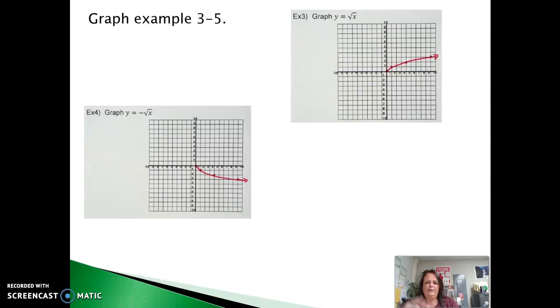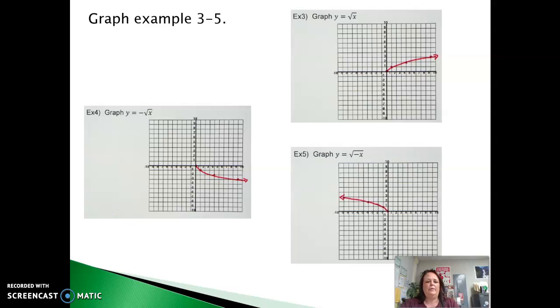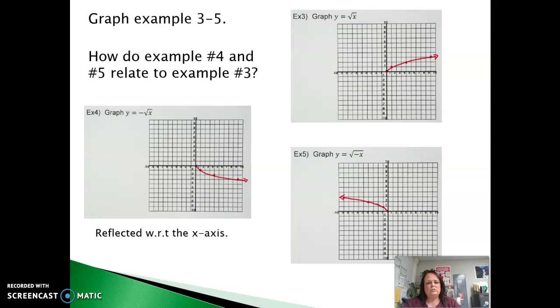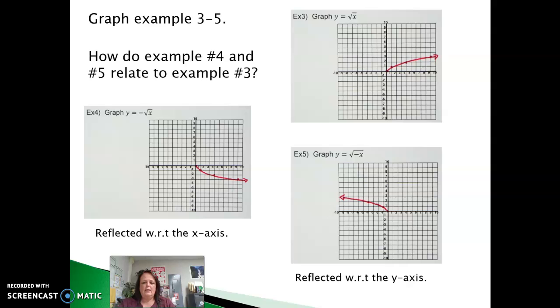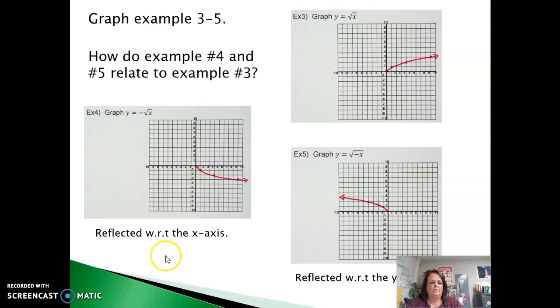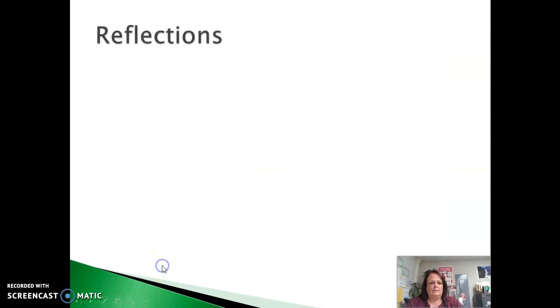We graphed the parent graph of y is equal to the square root of x. And then the negative in front was a vertical change, so we reflected that across the x-axis. And then the negative on the inside was a horizontal change, so we reflected it across the y-axis. So just like we wrote on our paper, example 4 was a reflection with respect to the x-axis. Example number 5 is a reflection with respect to the y-axis.